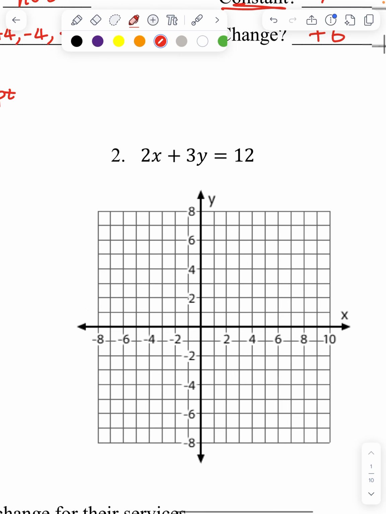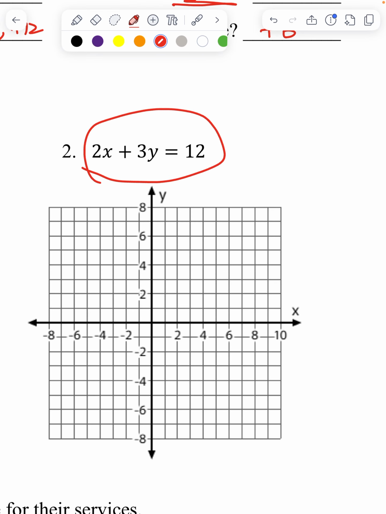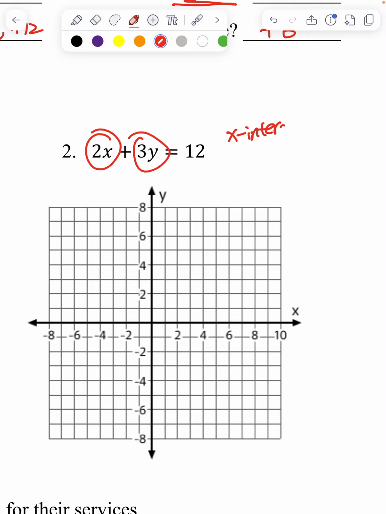Okay, number 2. Number 2, this is not a slope-intercept form. This is a standard form. Standard form, that means a number times x, a number times y equal to a pure number. And all the numbers are whole number. There's no fraction, no decimal. This is all whole number. When the linear equation written by this kind of form, we need to figure out x-intercept and y-intercept. So x-intercept is a point on the x-axis. So we need to find a point, maybe right here, maybe right here, on the x-axis.